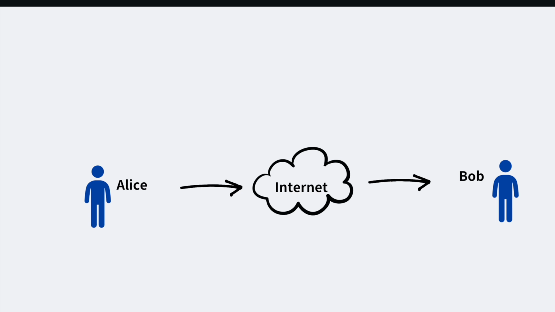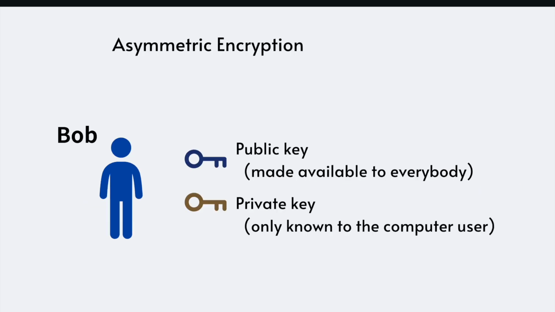So the same story, Alice wants to send a message to Bob through the internet. And this time Bob generates two keys. One is a public key and the other is a private key. The public key can be available to everybody, and it is only used to encrypt data. As for the private key, it is only known to the computer user, and the private key is used to decrypt data.